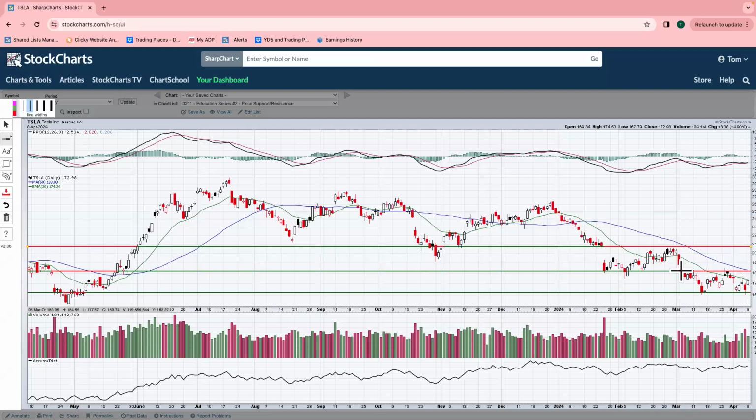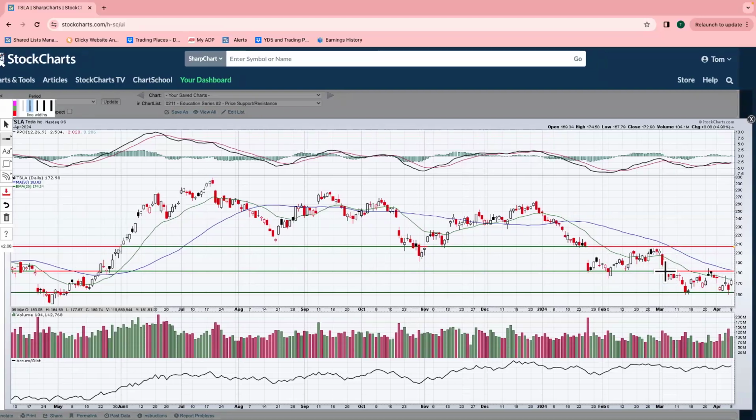We broke down on pretty good volume below this support level at 180. Came back up a couple days later, failed at 180, went down and set a new low. As far as I'm concerned, right now, Tesla is in this trading range, 161, 162, up to maybe about 182.